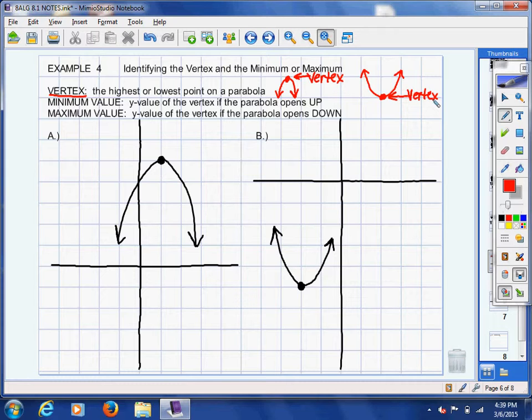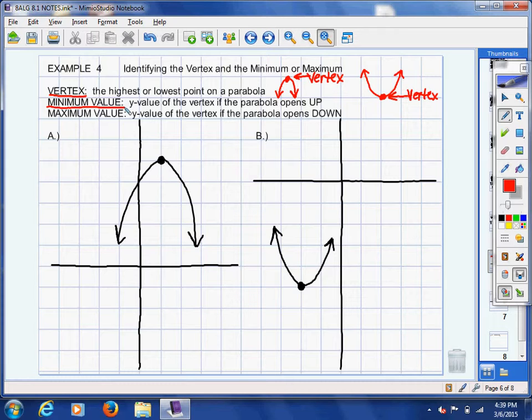So a minimum value, that's the y value of your vertex. If your parabola opens up, then we call that the minimum value. That means that's the lowest y that graph goes. It's all above it. All the y's are above it. So that's the lowest number the y could possibly be. That's a minimum value.